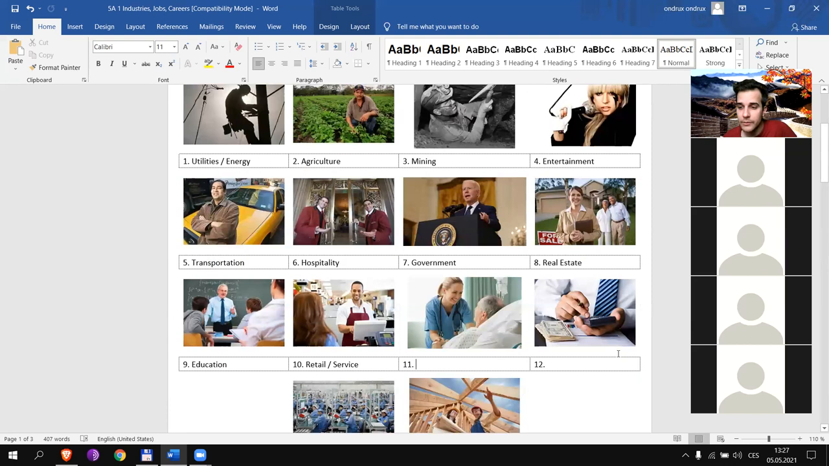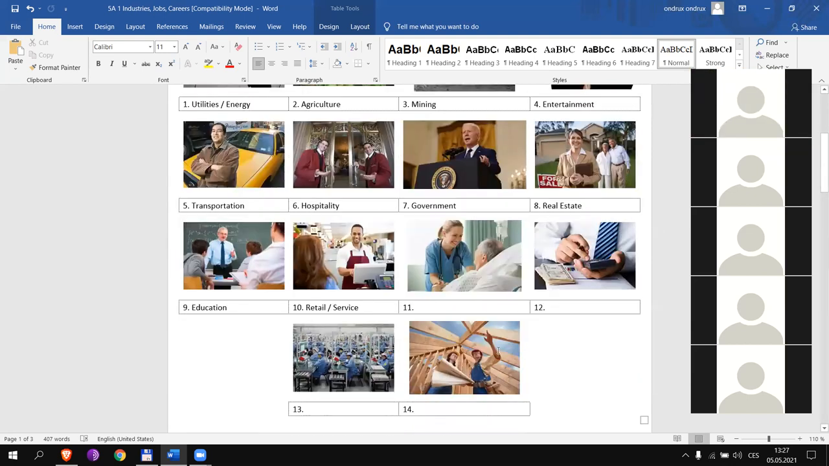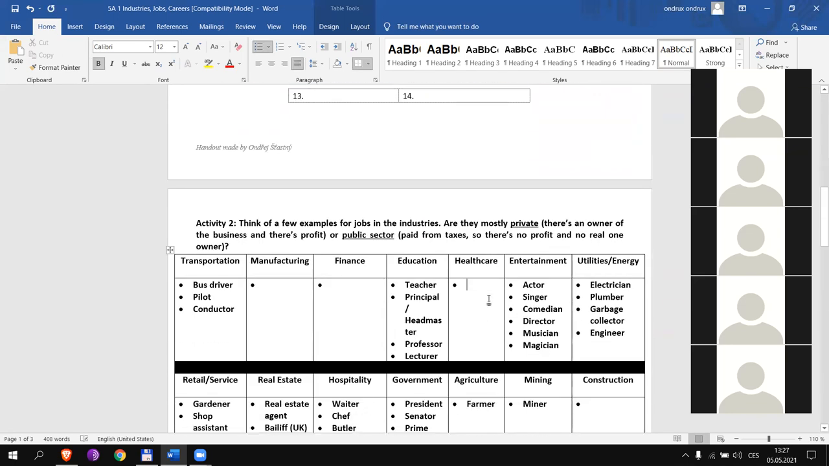Let's try number 11. Max, can you try? It's healthcare. Healthcare, excellent. What are the jobs in healthcare, Max? Nurses, doctors, I don't know.